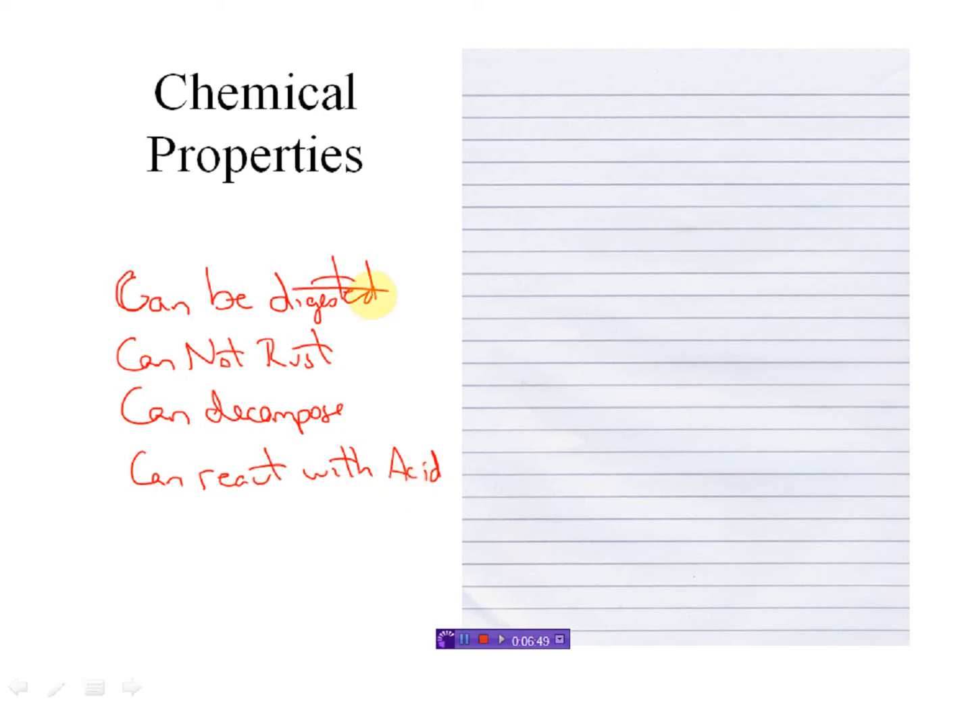Once again, I'm trying to describe matter. That's what a property is, a description of matter. But I'm trying to describe it this way, chemically. Once again, I am not using five senses. I am not using measurements. I am simply saying, can it be changed into something else, or can it not be changed into something else?